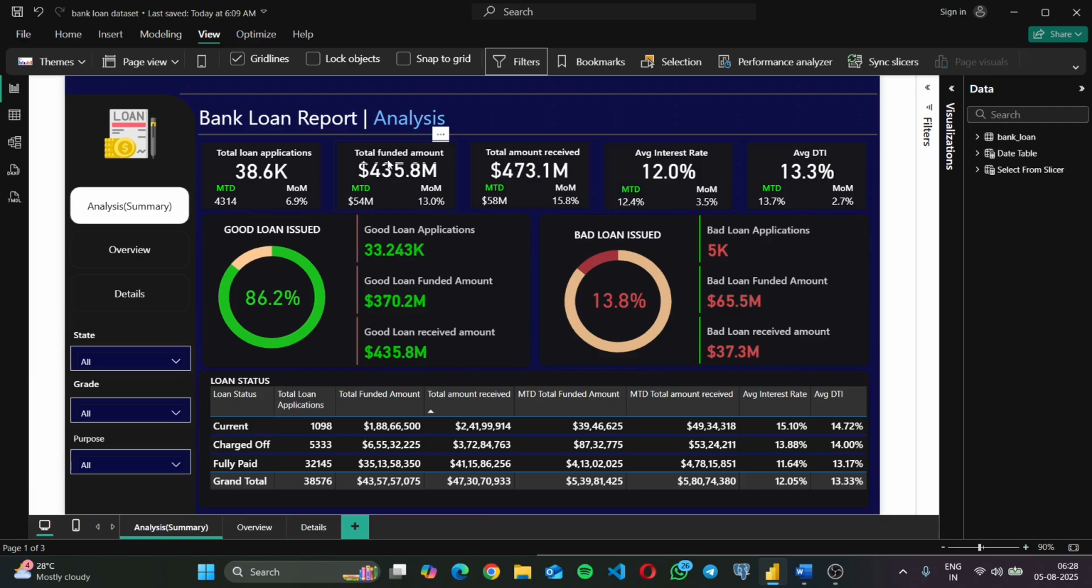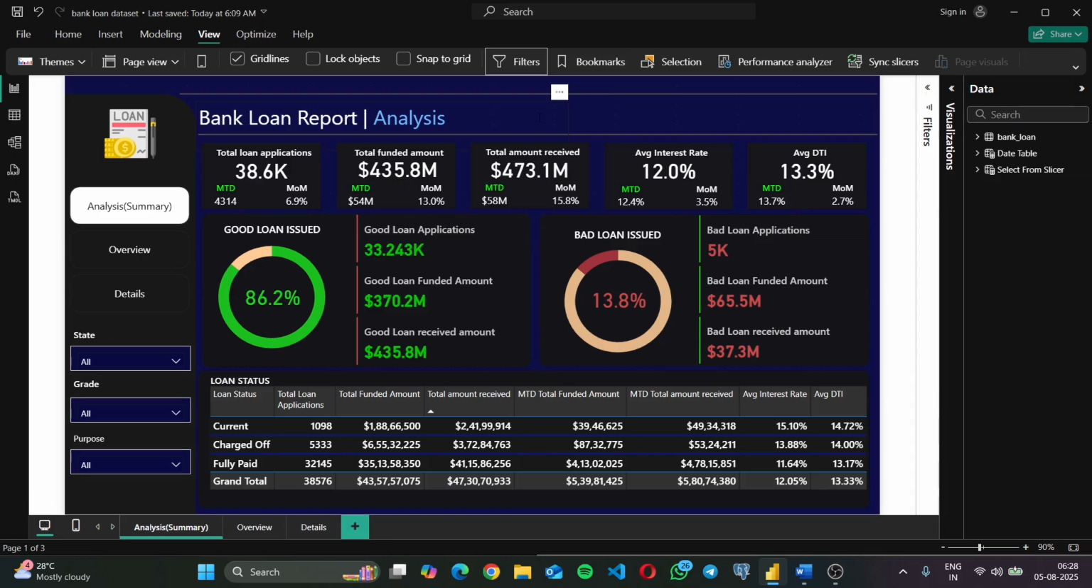Then we have total funded amount. This particularly tells the amount which was funded by the bank towards the users. So around 435 million dollars were funded. Out of all the applications, we can see $54 million was funded in the current period of month, and it also shows a 13% increase compared to last month. So this growth signals an increase in loans being approved and paid out to the users.